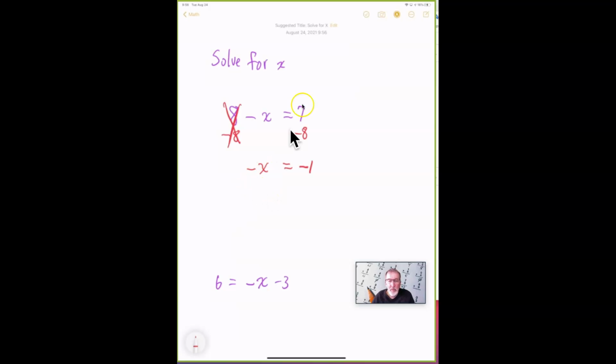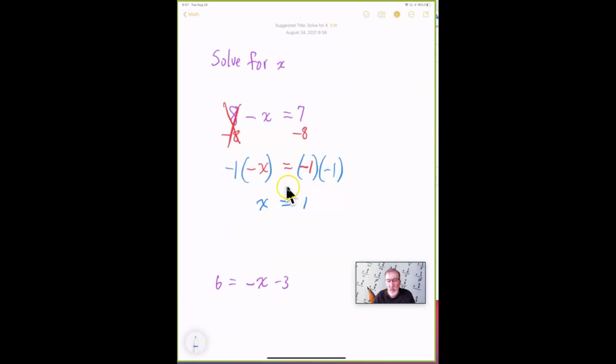We have negative x, but we are asked to solve for x, which is not negative x. So we need a positive x, and can you think how to do that? The answer here is to multiply both sides by negative 1. Negative 1, and then negative 1. So negative times a negative is positive, and 1 times x is x. So we have a positive x, and that's going to be equal to whatever negative 1 times negative 1 is, which is positive 1. We don't have to write the positive signs because it's assumed they are positive. x is equal to 1.